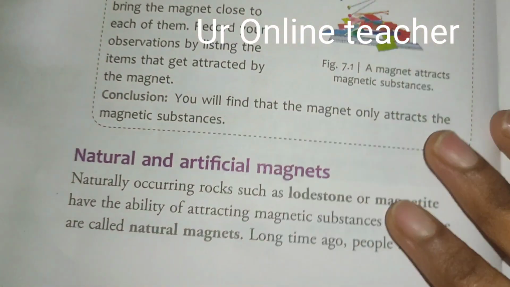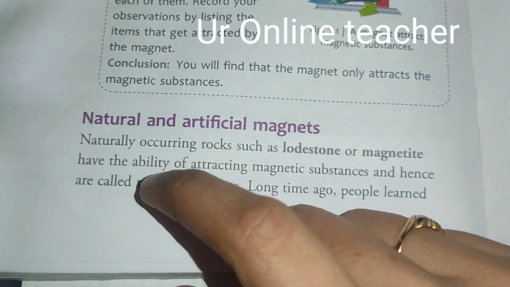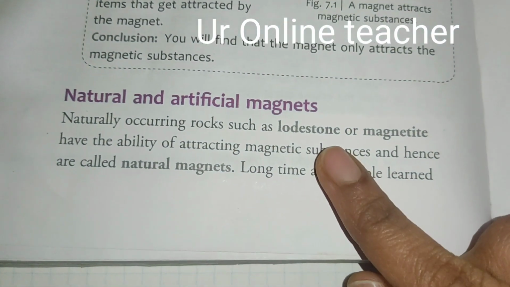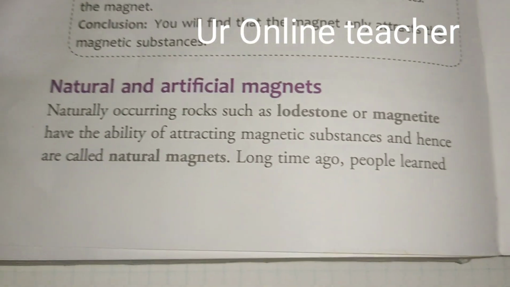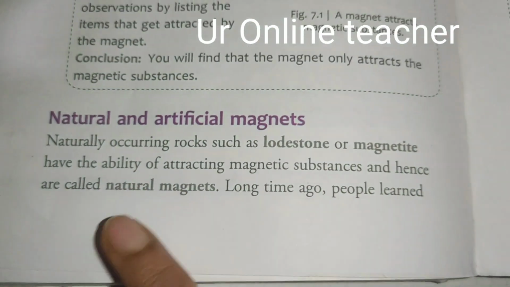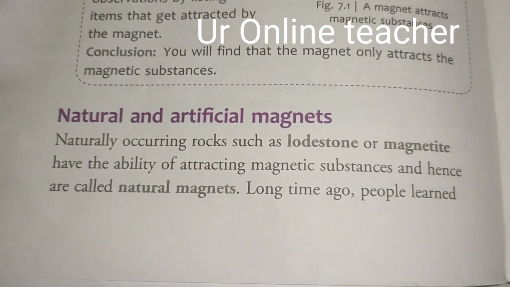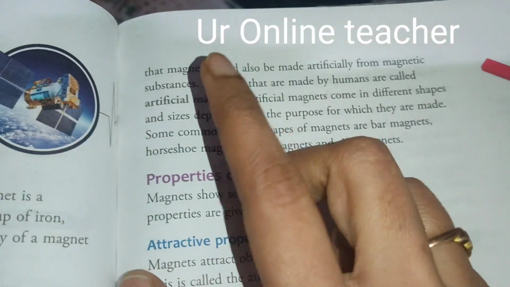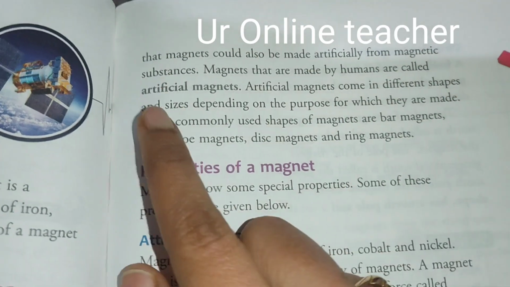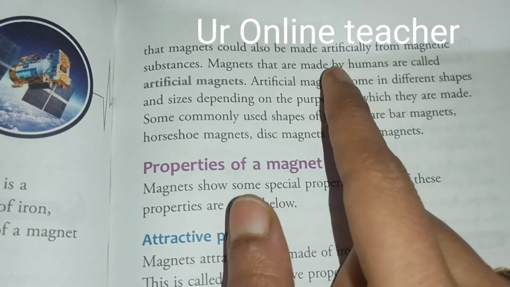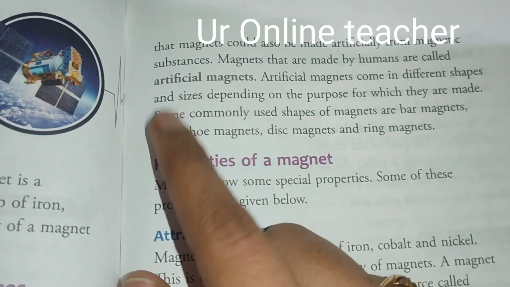Now, what are natural and artificial magnets? Naturally occurring rocks like lodestone and magnetite have the ability to attract magnetic substances, so they are called natural magnets. After a long time, people also learned to prepare magnets. Magnets that are made by humans are called artificial magnets.